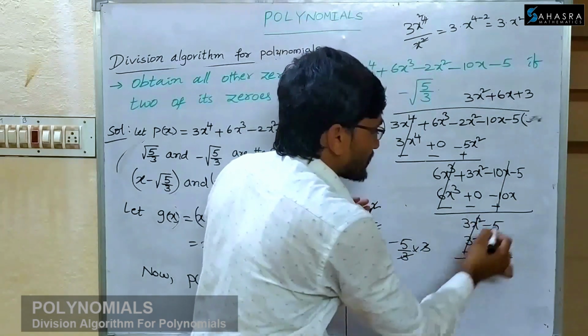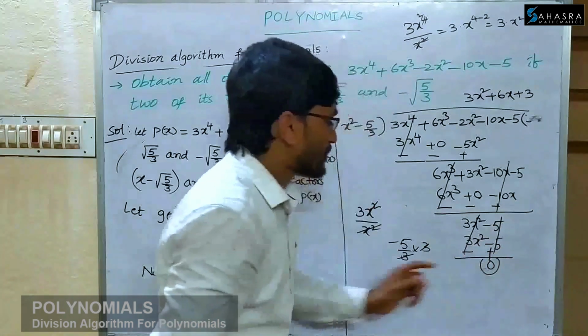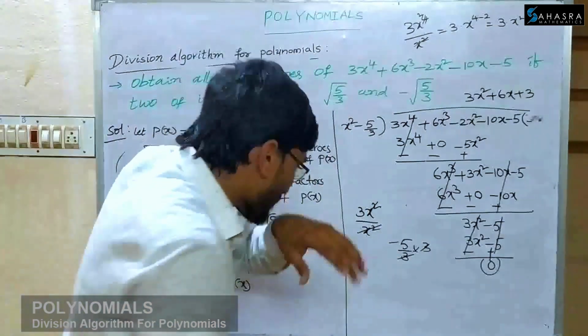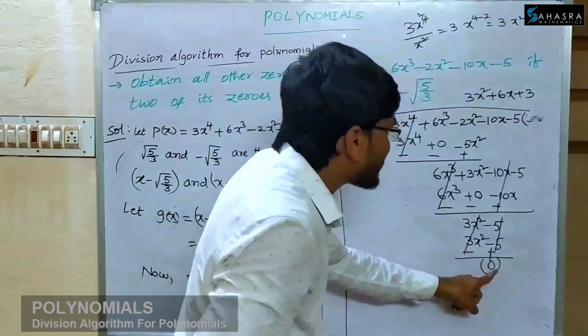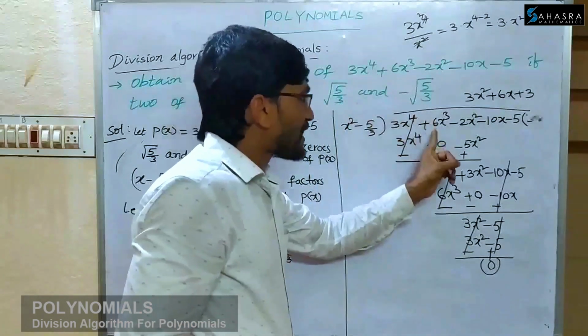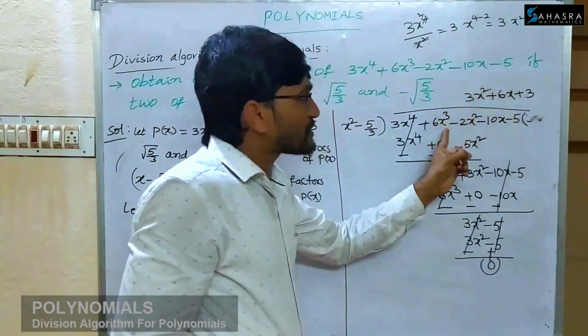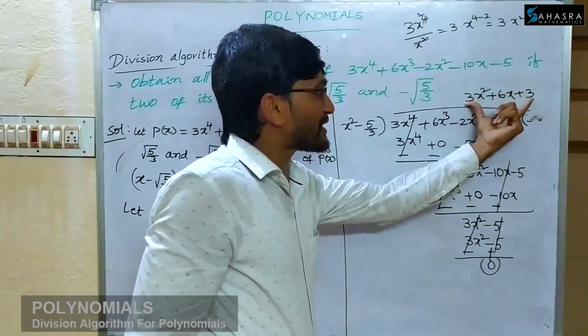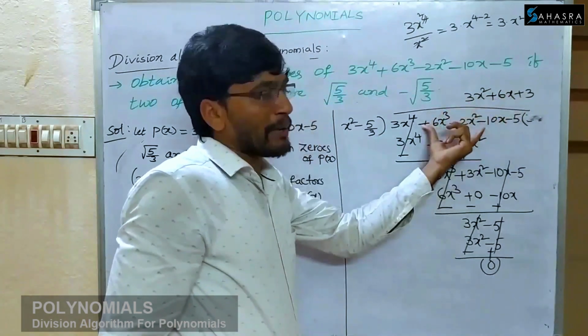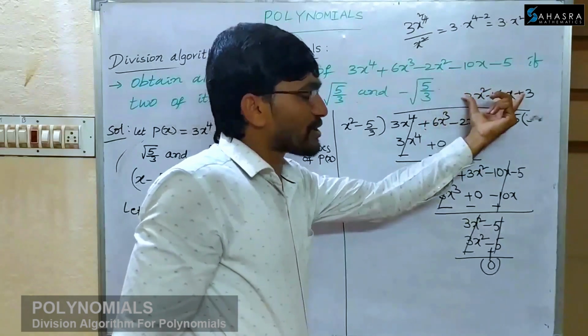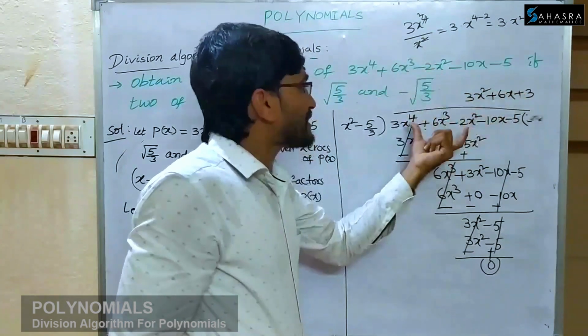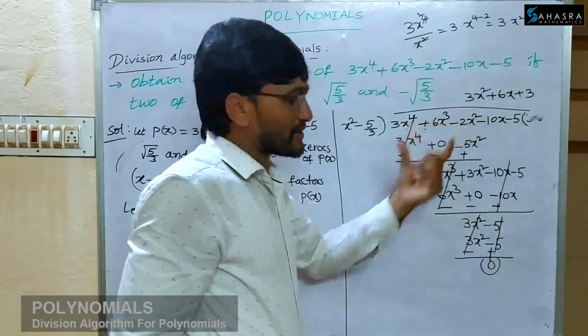Minus plus. These two get cancelled. Remainder is equal to 0. So here we get the remainder is equal to 0. So that it is already factor of this one. It is also factor of this one. Let us consider this as q of x. q of x is also factor of p of x. By finding the zeros of this q of x, the zeros are nothing but the zeros of this p of x.